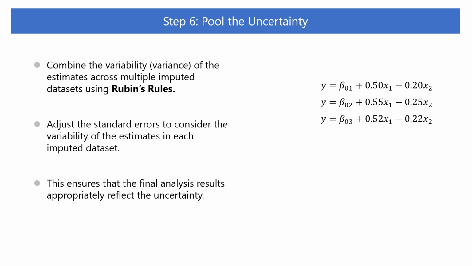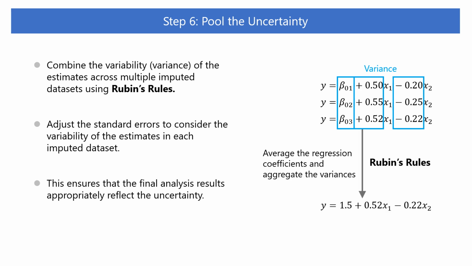Since each imputation result is slightly different, pooling their uncertainties is an important step to improve the reliability of the analysis. The calculation and combination of variances are performed using a standard method called Rubin's rules. Rubin's rules aggregate the estimates and their variances from multiple imputed datasets to calculate the standard error that considers the uncertainty caused by missing data. I will explain Rubin's rule in more detail later.